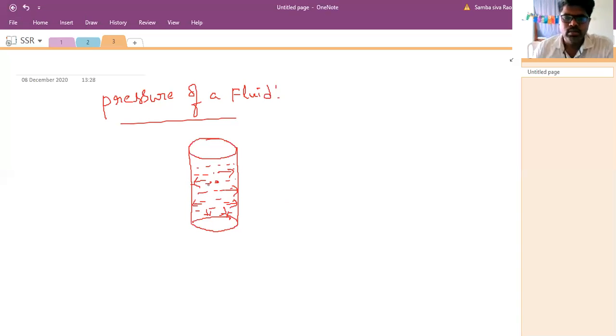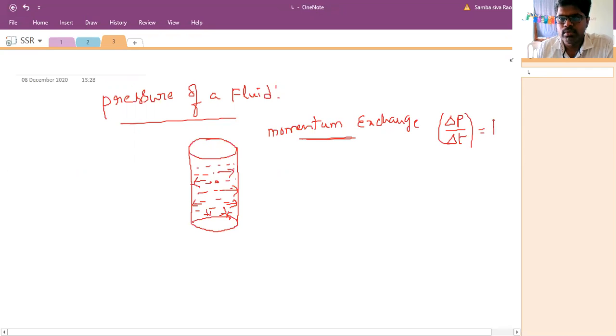Due to the collision between the molecules and the wall, there is a momentum exchange, a linear momentum exchange between the liquid molecules and the walls of the container, and they hit normally like this. That momentum exchange is delta P. So delta P per unit time, delta P by delta T, what will it give? Change in momentum, force, no? Rate of change in momentum. Do you remember?